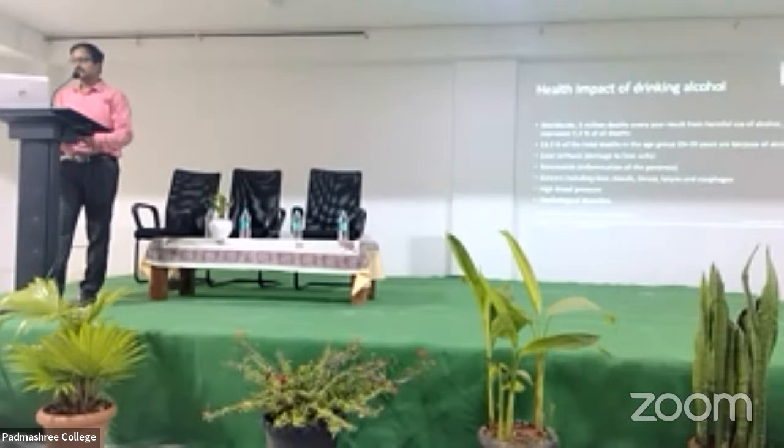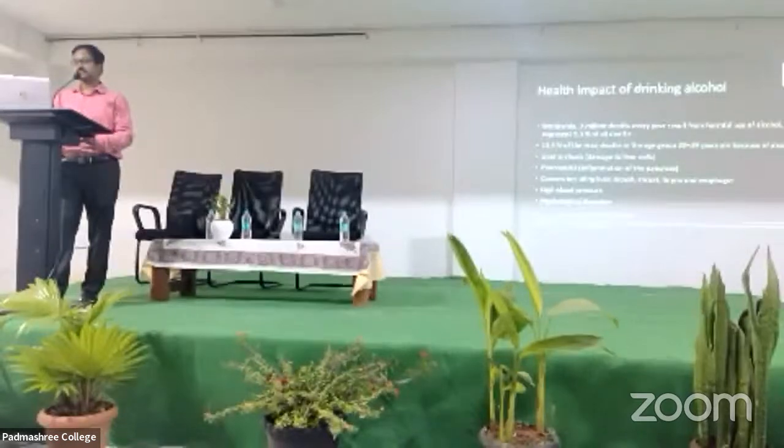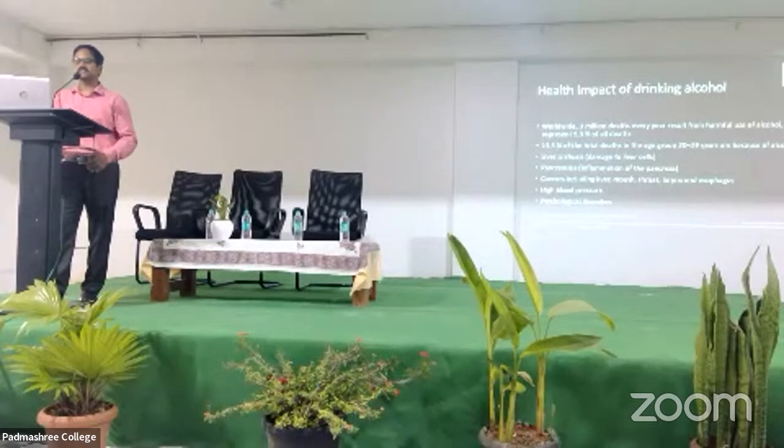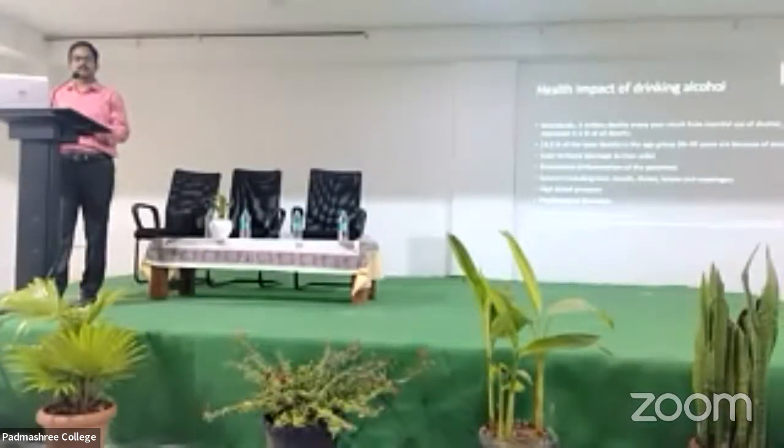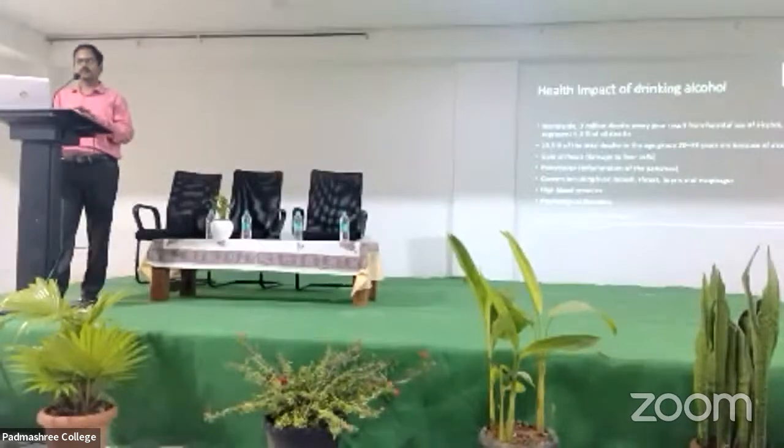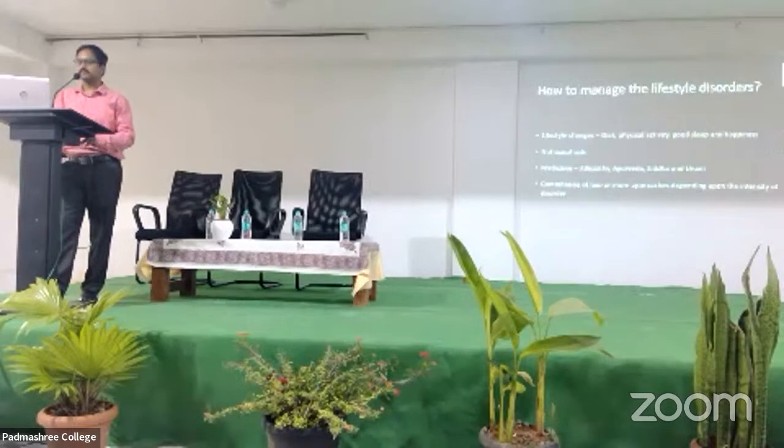So liver cirrhosis, 13.5% of total deaths in the age group 20 to 39 years are because of alcohol, and then liver cirrhosis, pancreatitis, cancer, high blood pressure, and psychological disorders. These are all taken from the World Health Organization and also other important government websites. So these data have high value impact.